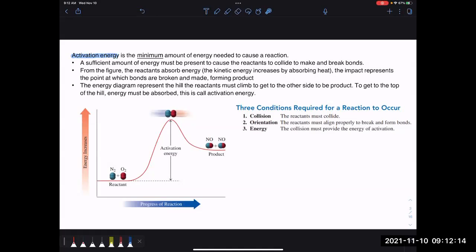And this is how we diagram them. So this is the progress of the reaction, whether it's a reactant or a product, and the energy increase. So we have to get up to this point to get over the hill. If you don't get over the hill, then you just roll back down.